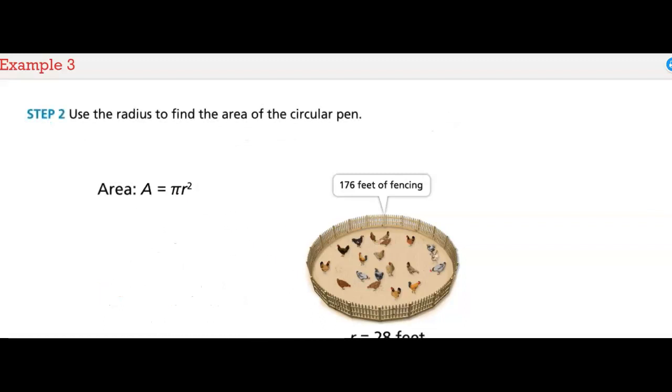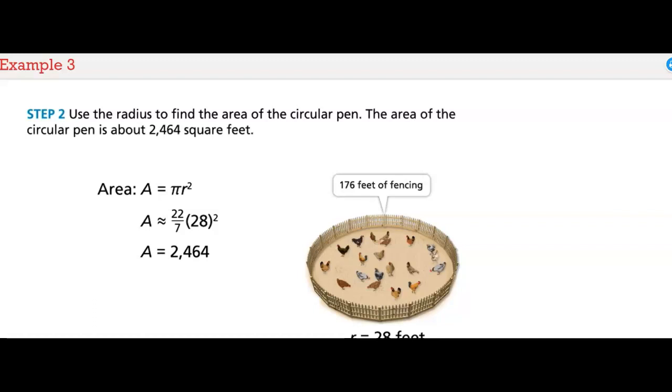Now we can use the radius of the circular pen to find its area. Substitute 22/7 for pi and 28 for r. The area is about 2,464 square feet.